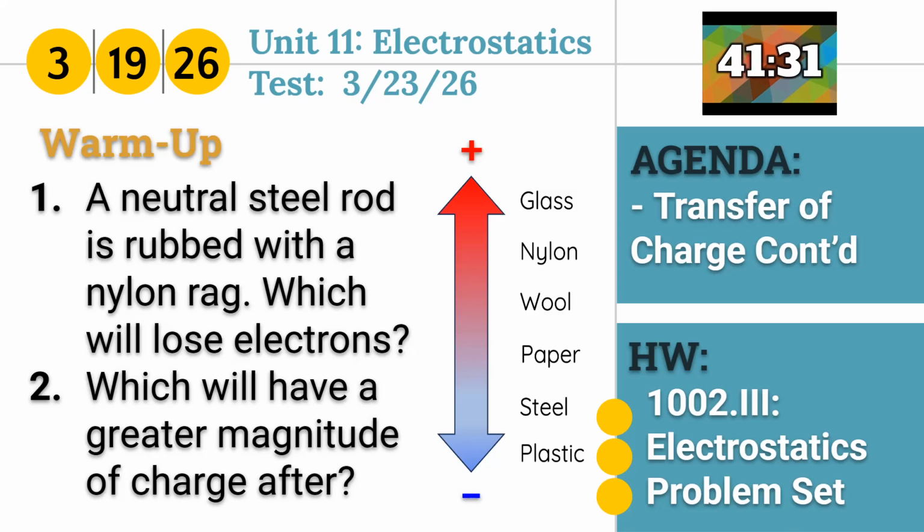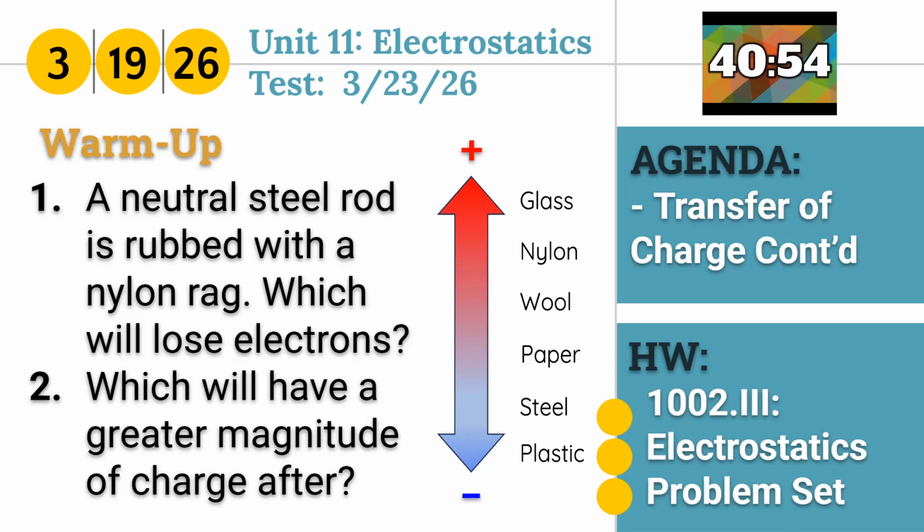So if you were to rub steel and nylon, you'll find nylon up here toward the top of the list, and then steel is beneath it toward the bottom of the list. The question, though, isn't which is positive or which is negative, but instead which will lose electrons. So you need to think to yourself, if it loses electrons, what charge will it obtain? And if you lose electrons, then you will have a positive charge. So the question is really asking which one will become positive, but it's saying it in a way that makes you have that extra step in your thought process.